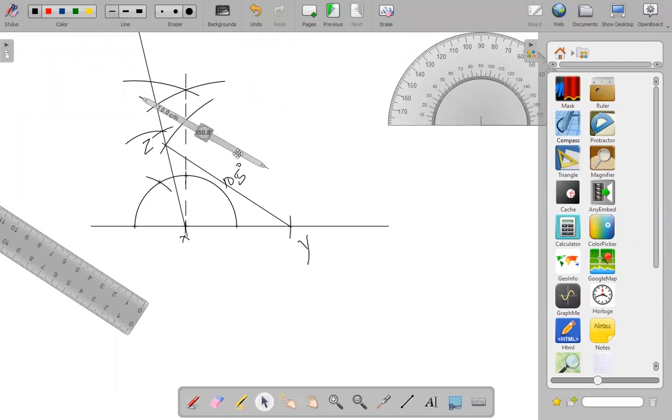We take the still point of the compass and place it on point X. I think we are not there. We are there now. Now open the pencil point to a convenient radius, but it must be more than half the length of line XY. Then make an arc. So I'm going to make an arc down here.